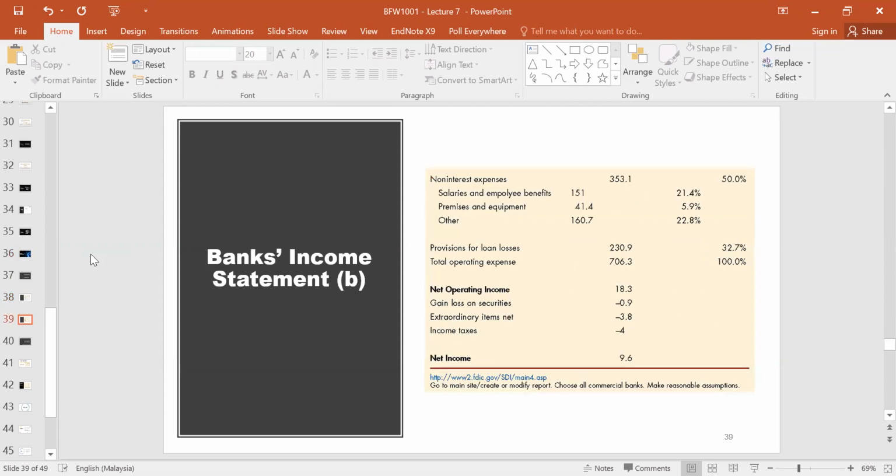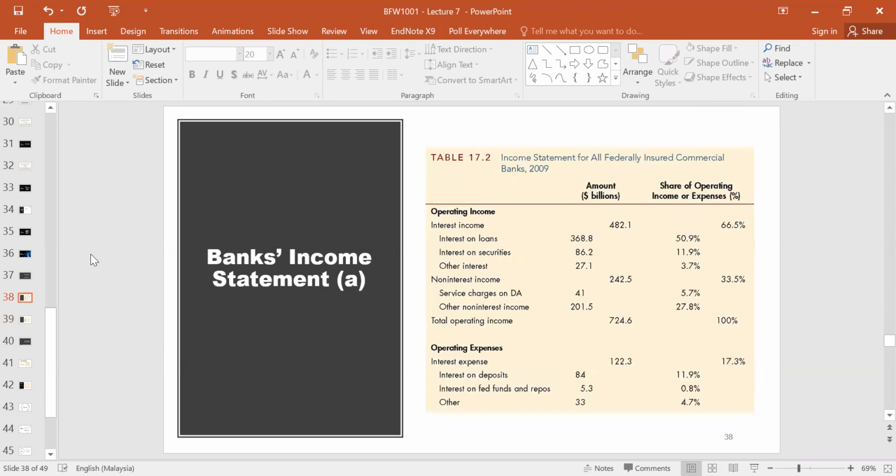Interest expense is the amount of interest that the bank has to pay the depositors on whatever money they have in checkable deposits or other securities. They also have to pay interest on federal funds and repurchase agreements. And among the non-interest expenses, they have the salaries of their employees, retirement plans, etc.